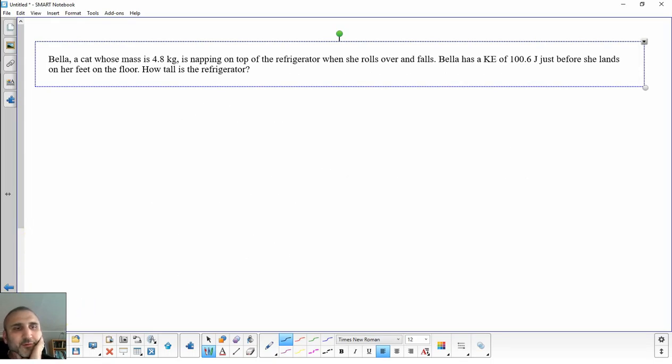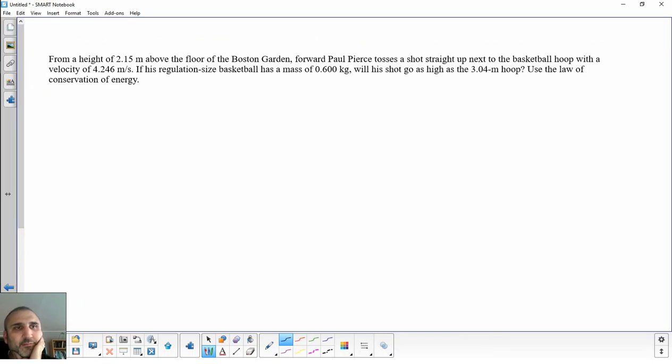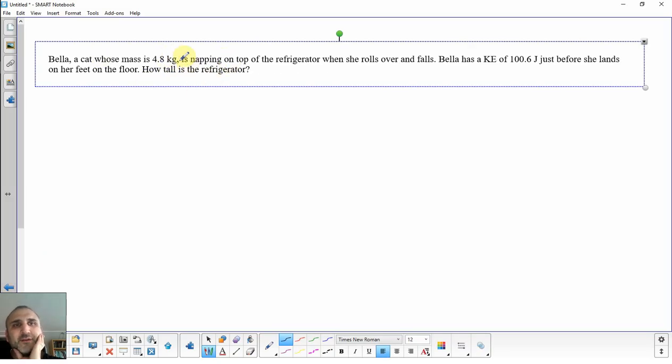Bella. Let's see, how much more do we have? 2 more. All right, 2 more. Bella, a cat whose mass is 4.8 kg, is napping on the refrigerator when she rolls over and falls. She has a kinetic energy of 100.6 joules just before it lands. How tall is the refrigerator?